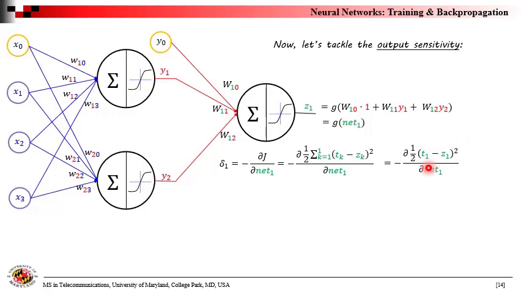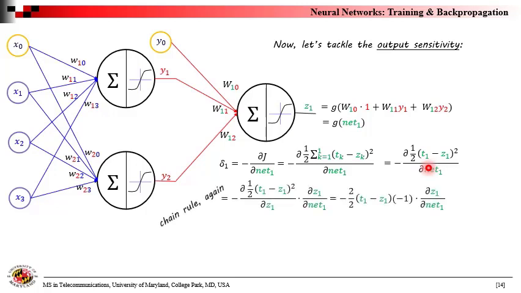Again, this is not too trivial, so I'm going to use the chain rule again. We replace a slightly more difficult partial derivative with two easier partial derivatives. You take the partial derivative of the cost with respect to Z1 times the partial derivative of Z1 with respect to net 1, and that's using the chain rule.